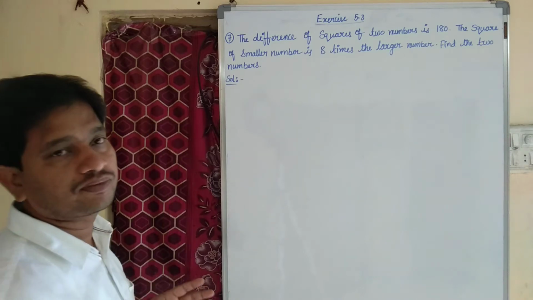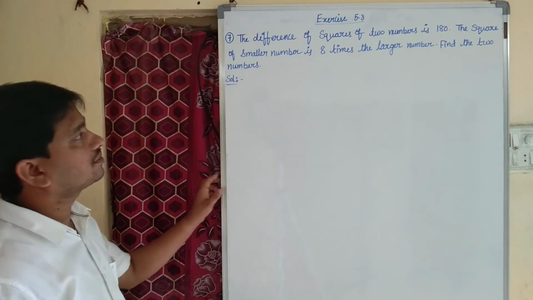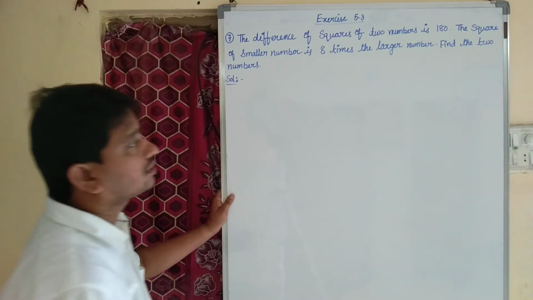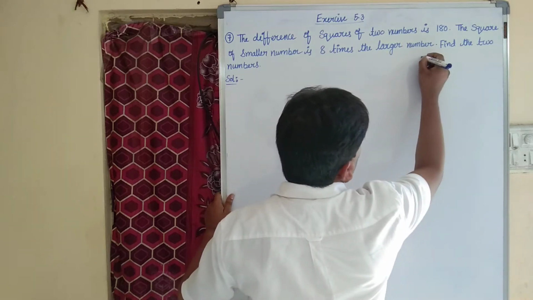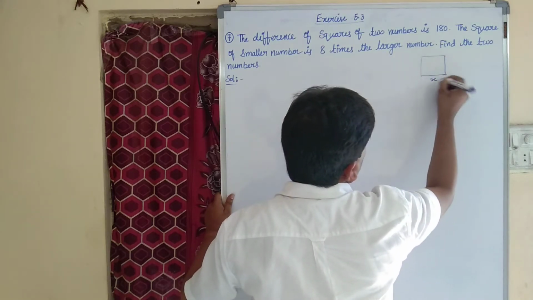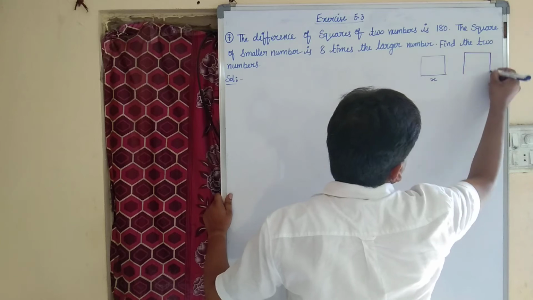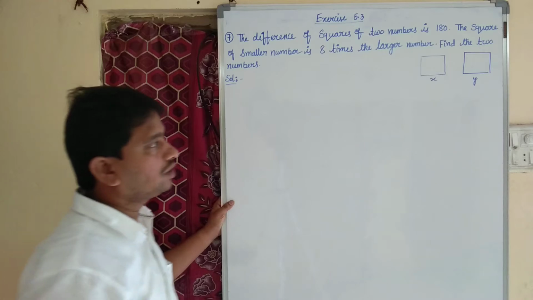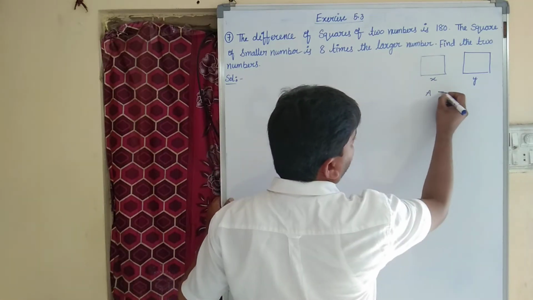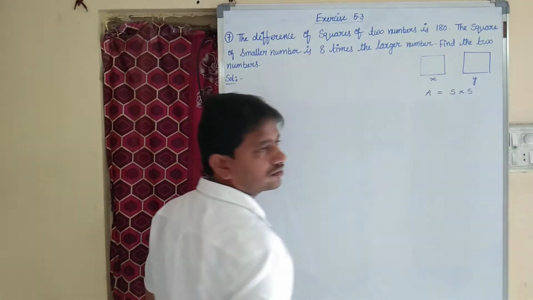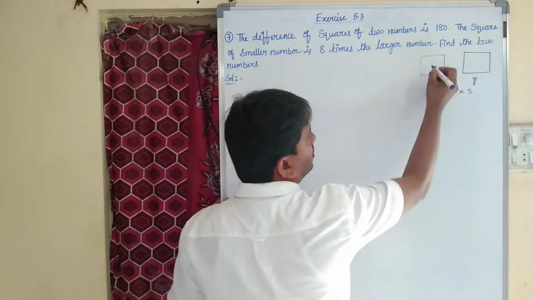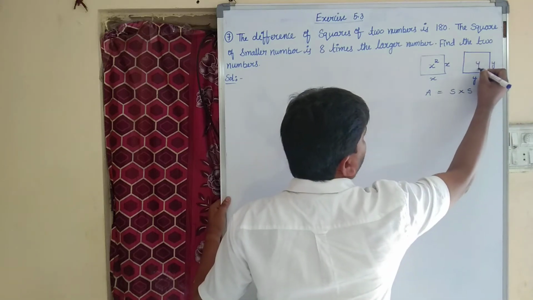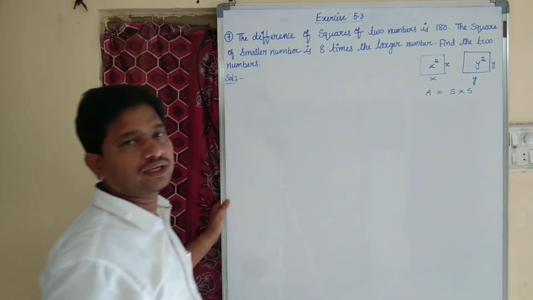Let the two numbers be x and y. Difference of squares of two numbers. This is one square whose side is x. This is another square whose side will be y. We know that area of a square is side into side. What is the area of the first square? x into x, that is x square. What is the area of the second square? y into y, that is y square.